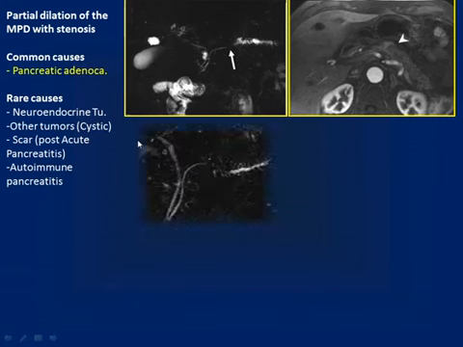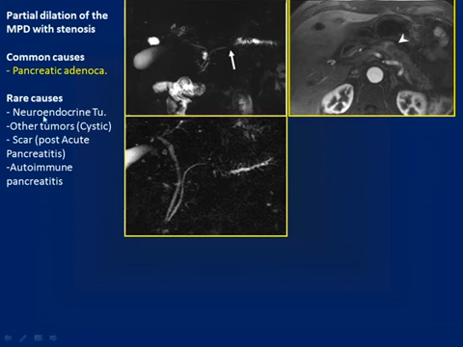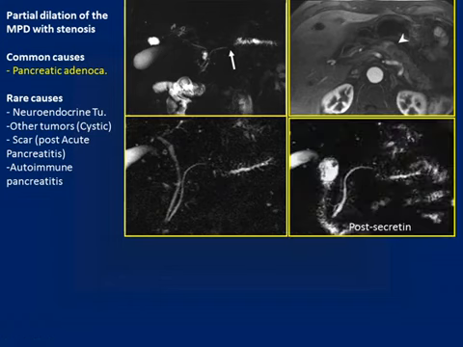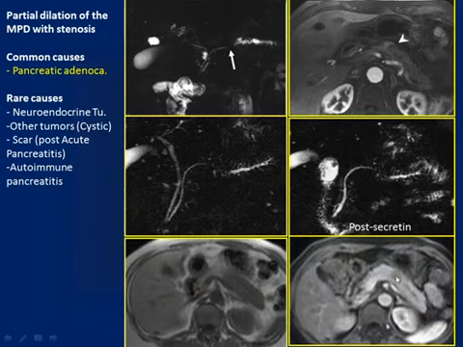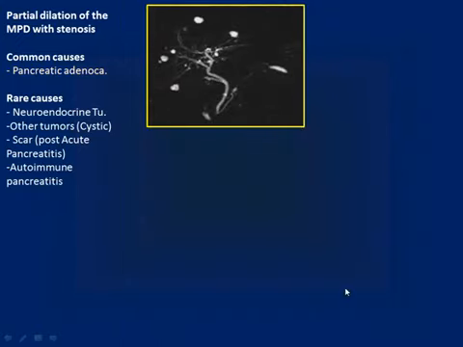Alternatively, we can see rarely neuroendocrine tumor, other cystic lesion, autoimmune pancreatitis. But remember, when you see a lesion like this or a lesion like this, it will be most likely a pancreatic adenocarcinoma. You may use, as we have already seen, secretin administration. If you don't see the filling of the stenotic segment, this will be a pancreatic adenocarcinoma, as shown in this example. Look at this case.